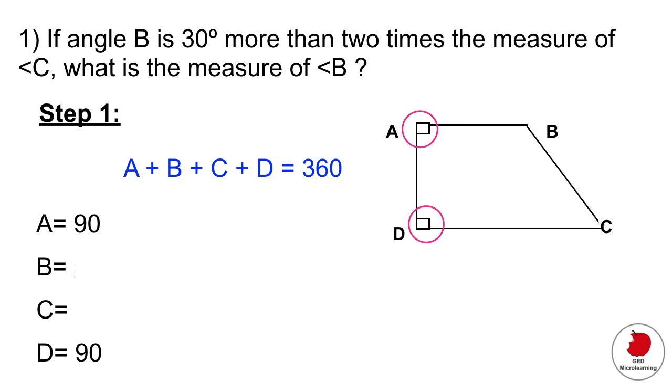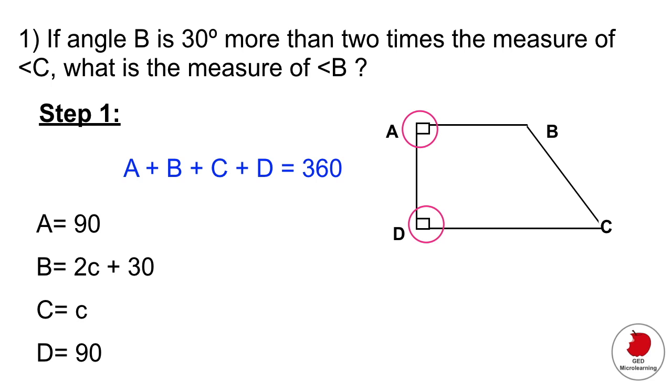In the question, they don't tell us much about C, so we're going to say that the value for angle C is just C. And for angle B, it tells us that it's twice as much as angle C plus 30 degrees. It says it in a kind of roundabout way, but basically that's what it says.